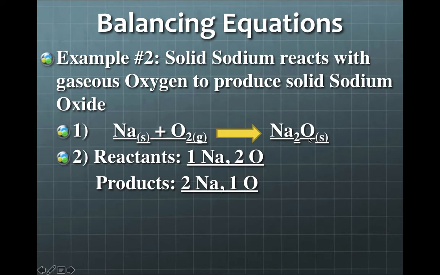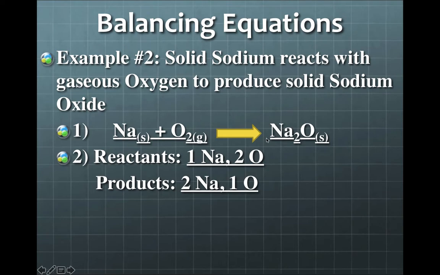So notice both of them are not balanced. Some of them are easy to balance. So the first thing I would do here, you see I have two oxygens on the left, only one on the right. The only way to fix that is by adding a 2 in front of the sodium oxide.